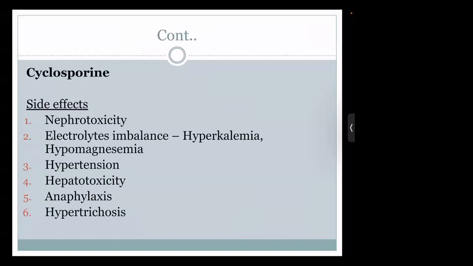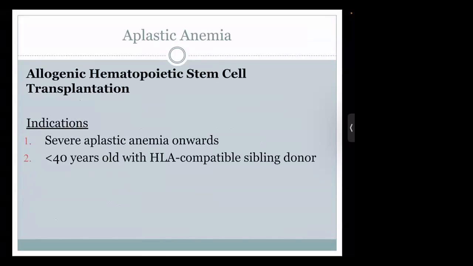The cyclosporine side effects: nephrotoxicity, electrolyte imbalance such as hyperkalemia and hypomagnesemia, and also hypertension, transaminitis as well, anaphylaxis, and hypertrichosis. So the final management will be allogeneic hematopoietic stem cell transplantation. This is only indicated for those less than 40 years old with HLA compatible sibling donors, and usually given for those starting from severe aplastic anemia.